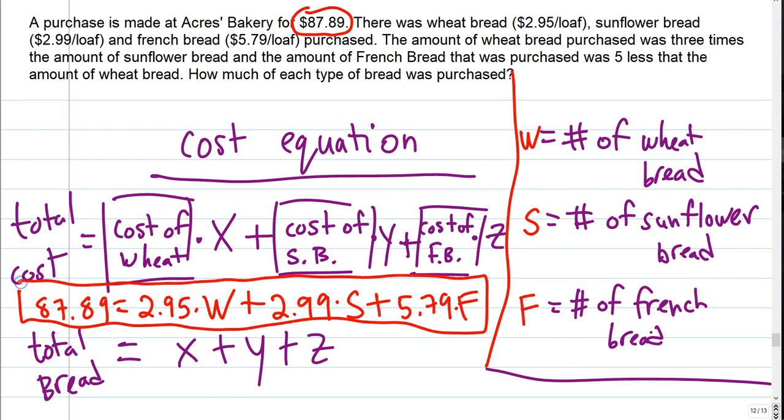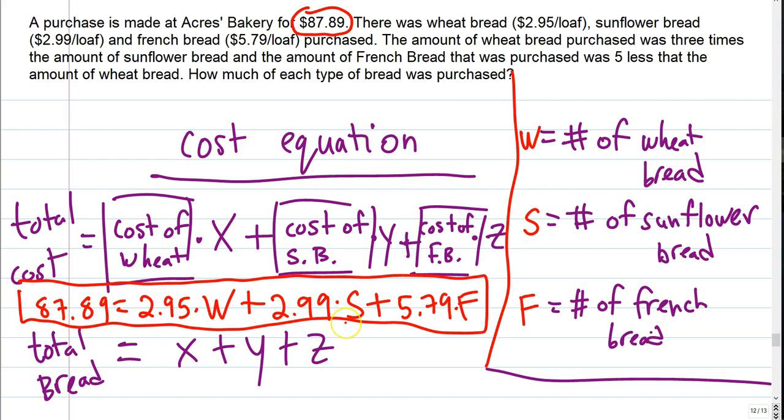Okay. Another one they could give us is if they gave us a total and they said like 37 loaves were purchased total, then that would be where we'd use the total bread. This question didn't give us that. So we're not going to have a total on this. If they said there was this many loaves purchased total, that's what we would do.